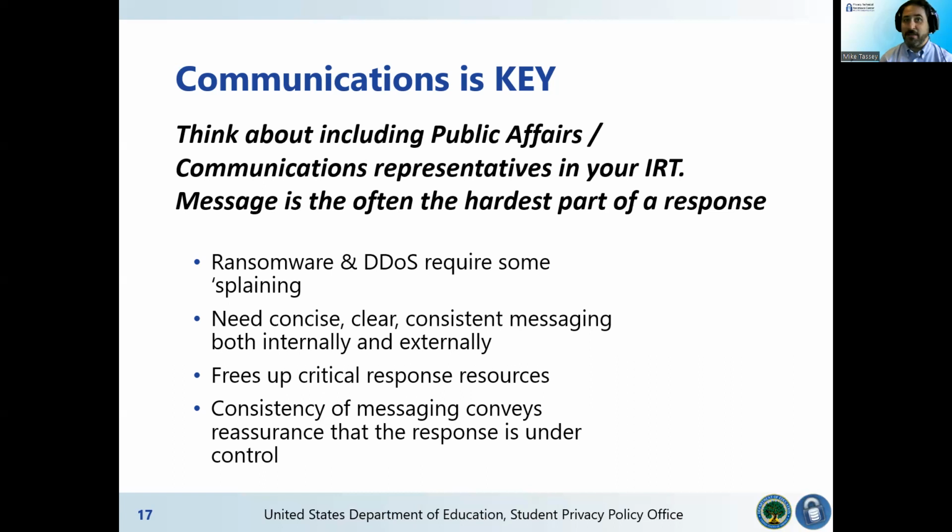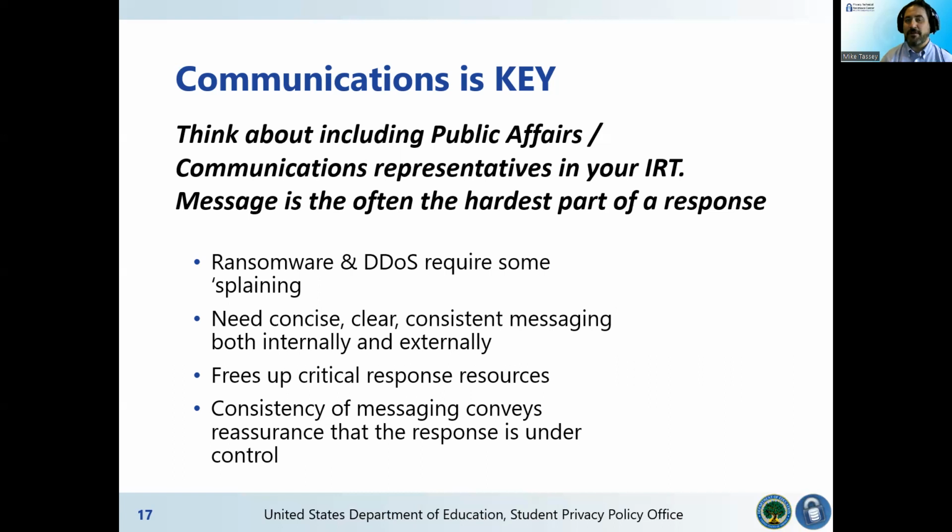Whether that's communicating with the victims of a data breach or with the press about an incident or to internal stakeholders and employees or even students which may have been affected by the incident. So whether your incident response activities are a success or not is largely predicated on your ability to effectively communicate with stakeholders and the public and to provide that timely, clear, consistent messaging. To that end, every organization should seek to include its communications or public affairs office in your incident response team.